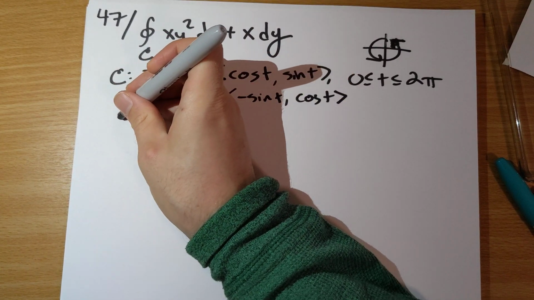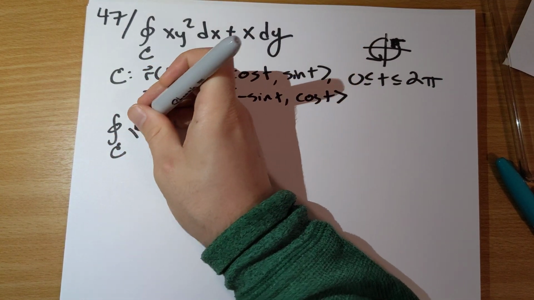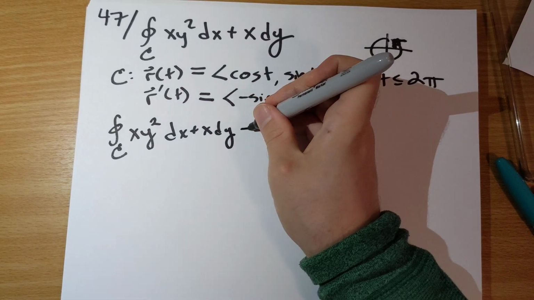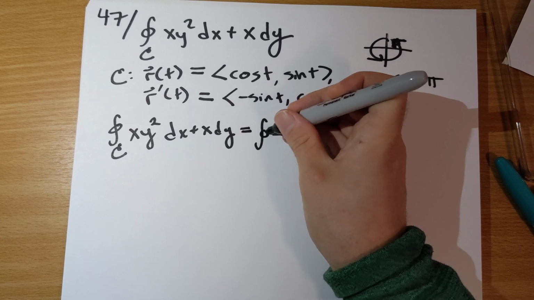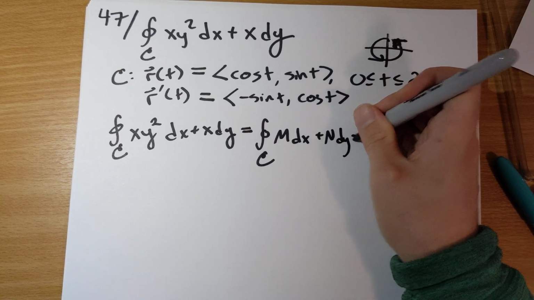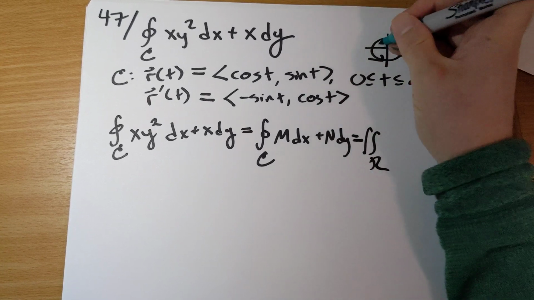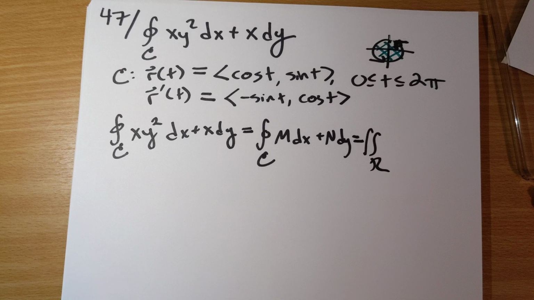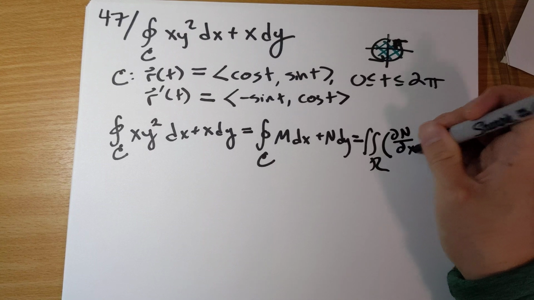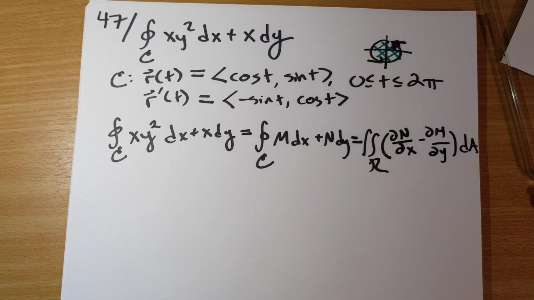Okay, well, maybe I should write down what Green's theorem is going to say. Green's theorem says that the integral over C of xy squared dx plus x dy, if we write this as the integral over C of m dx plus n dy, is going to equal the double integral over R, where R is the region inside of our curve here, of the partial derivative of n with respect to x minus the partial derivative of m with respect to y dA.